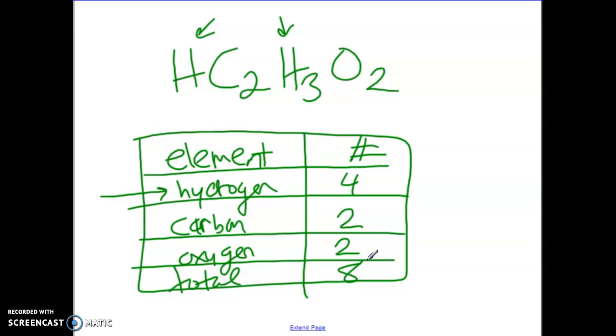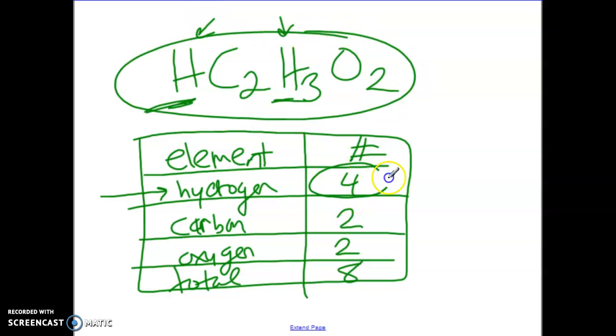And then you would add these all up for the total number of atoms. So basically, if an element shows up more than once in your formula, just write in all of that single element. Don't write hydrogen, carbon, hydrogen, oxygen. Just put all of that element under one row while you're doing this.